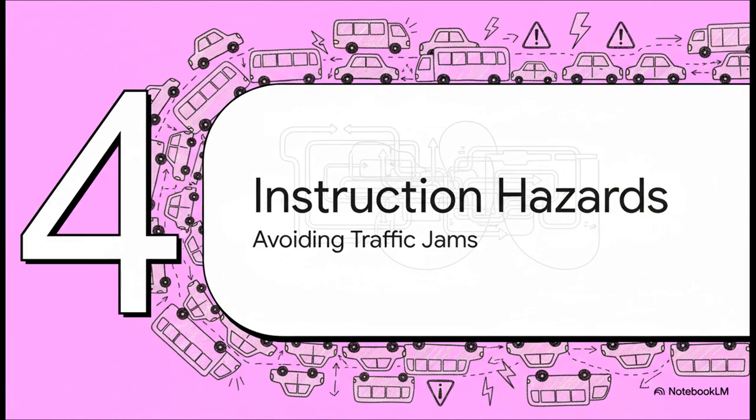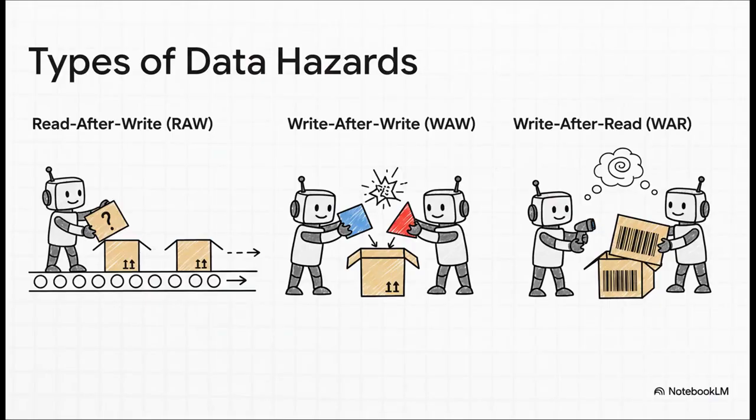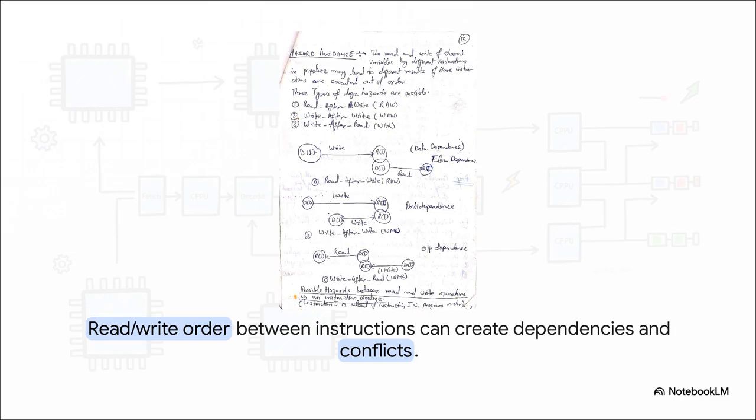So these collisions are a big problem. But when we're dealing specifically with computer instructions, there are even more subtle kinds of traffic jams we have to watch out for. We call them hazards. And there are 3 main flavors of these data hazards. First, you have read after write, which is pretty intuitive. An instruction tries to read some data before the previous instruction has finished writing it. Then there's write after write, where 2 instructions are racing to write to the same spot, and the wrong one might win. And finally, write after read, where an instruction overwrites data that an earlier instruction still needed to look at. These diagrams really help clear it up.